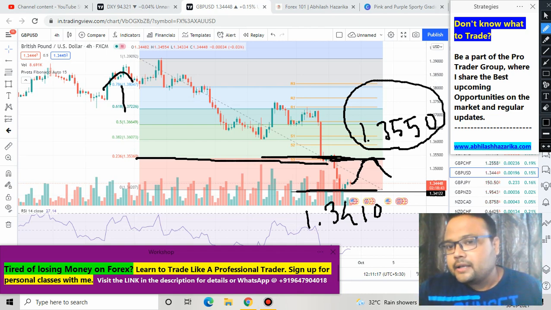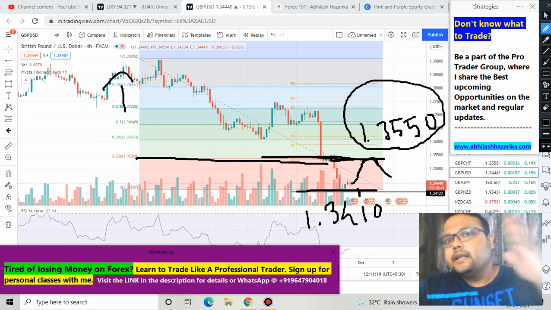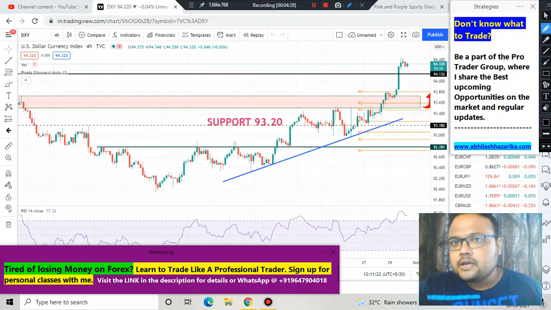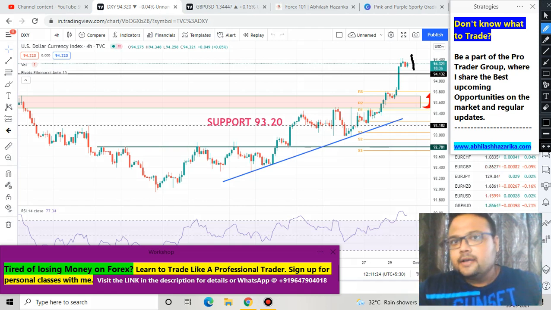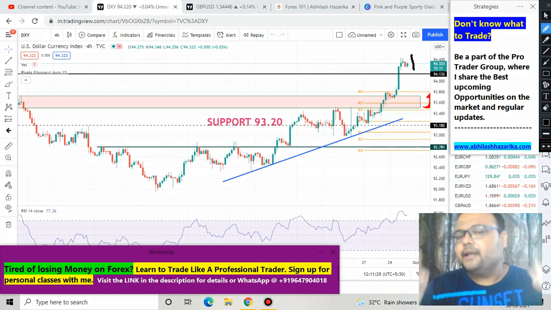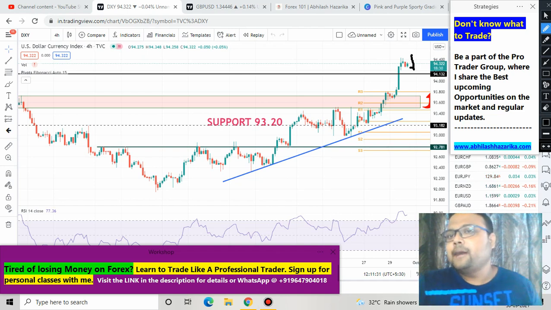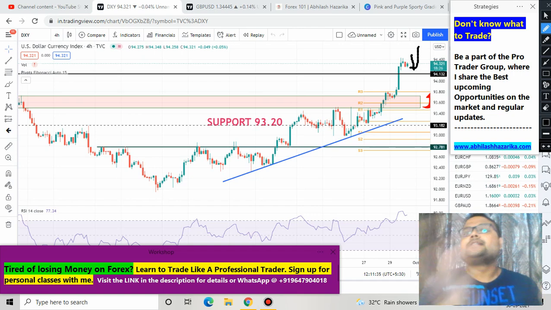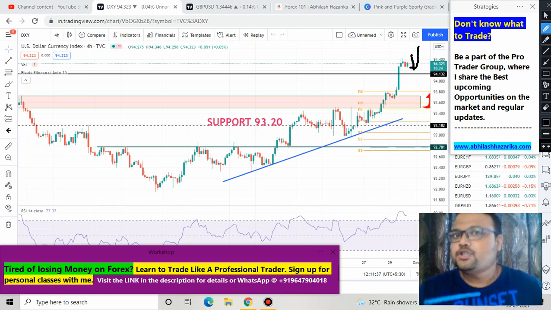If the market is breaking this level, then there will be fresh buying on the US dollar, or in simple words, when the dollar will be moving up again, then GBP USD will be going down. So while shorting GBP USD, if you see the dollar going up from here, then you'll understand that fresh selling has started on GBP USD and you can short the market.